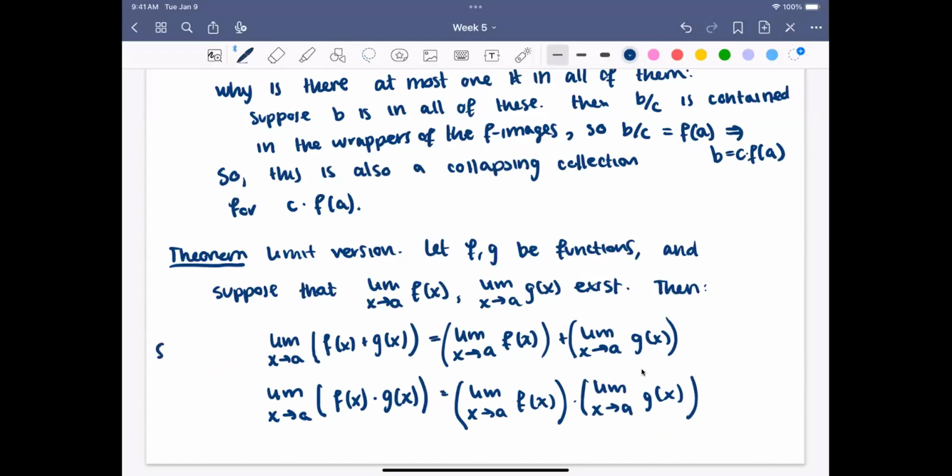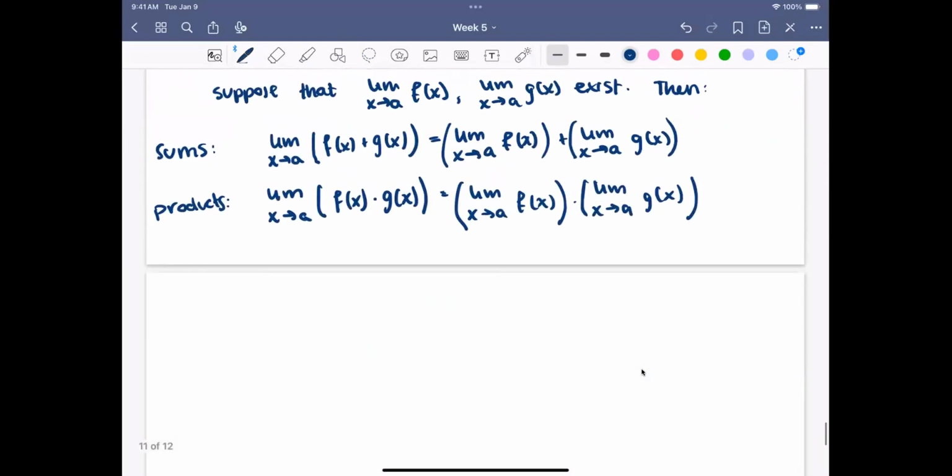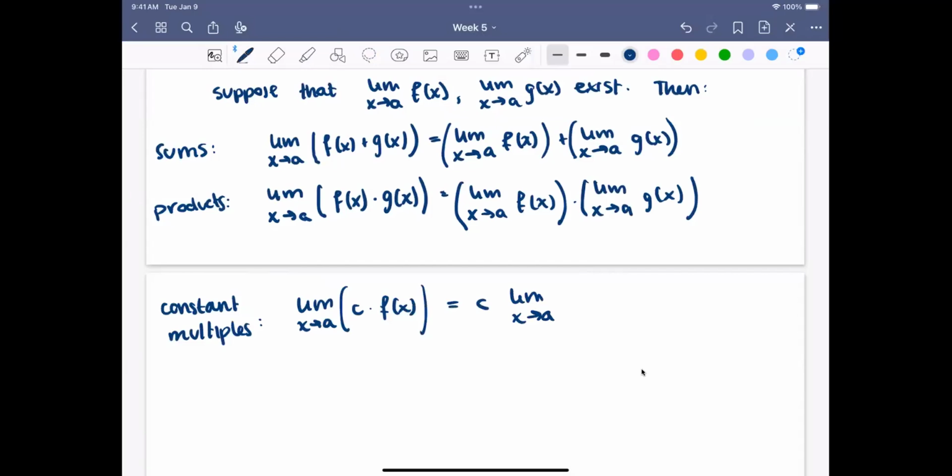This is sums, products, and then constant multiples. So the limit as x approaches a of a constant times f of x is the same as pulling out the constant times the limit as x approaches a of f of x.